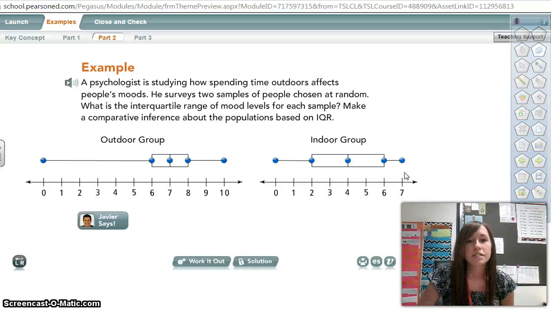A psychologist is studying how spending time outdoors affects people's moods. So we're back to the indoor group and outdoor group situation. He surveys 2 samples of people chosen at random. What is the interquartile range of mood levels for each sample? Make a comparative inference about the population based on IQR.